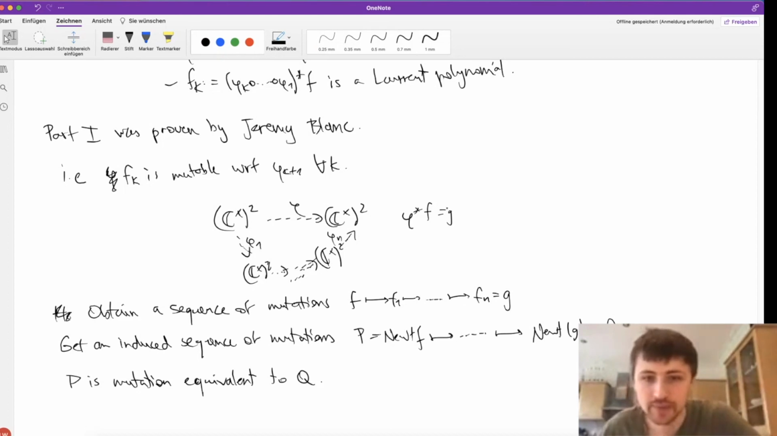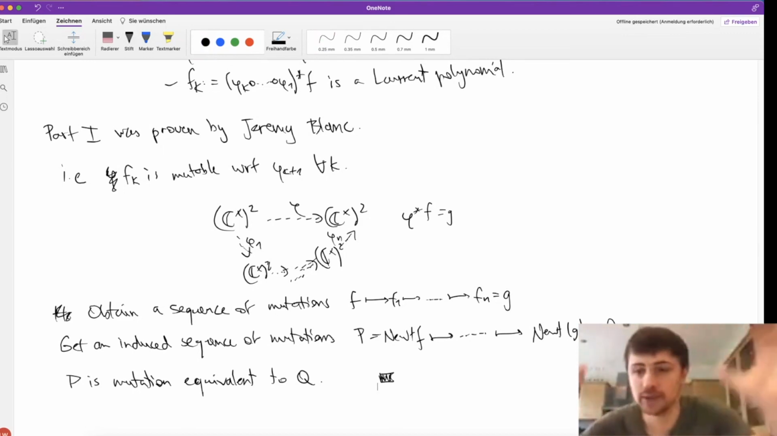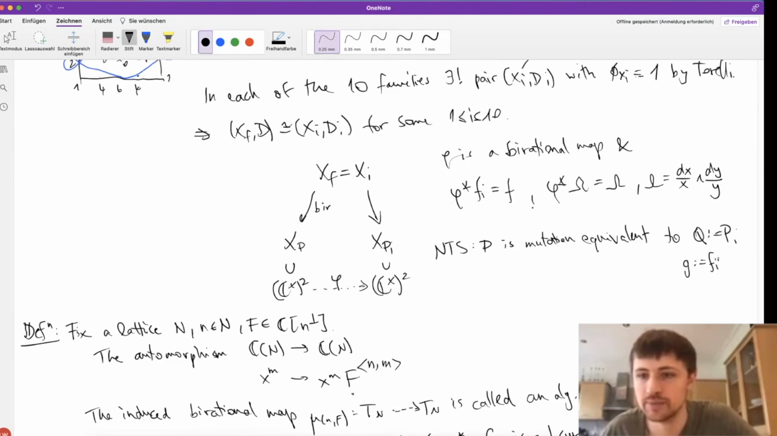So summarizing, we started with any T-polygon P. We constructed this surface X_F. We showed that this X_F has to be isomorphic to X_i for some i from 1 to 10. And then we've shown that this implies that P must be mutation equivalent to the polygon of this surface. Here, Q was the polygon of the one surface that this is isomorphic to. So this completes the proof, and I think I should stop as well because it's 11 o'clock.